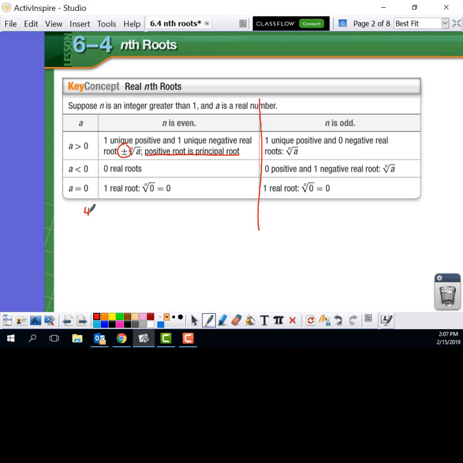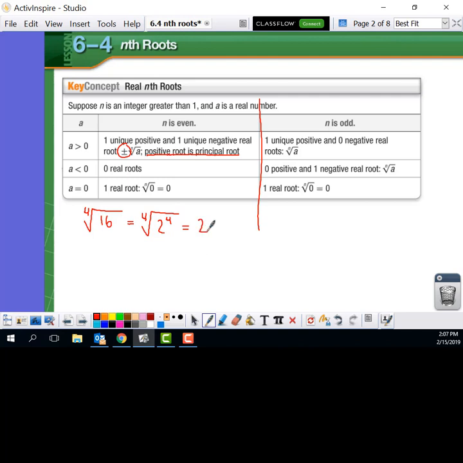So let's say I'm going to take the fourth root of 16. Picking easy numbers to work with here, but the fourth root of 16, what this is asking us to do is find what number to the fourth power equals 16. And we know that we could rewrite that as the fourth root of 2 to the fourth, which would simply come out as a 2.